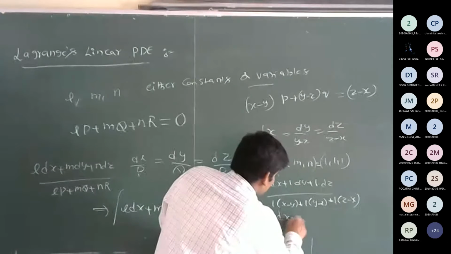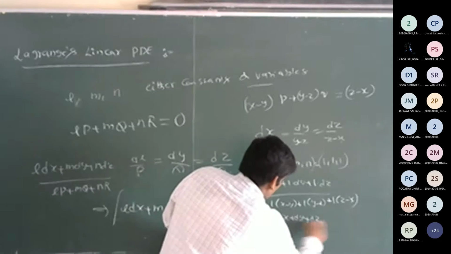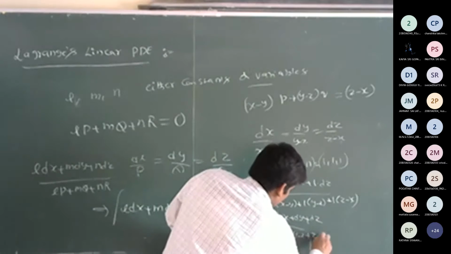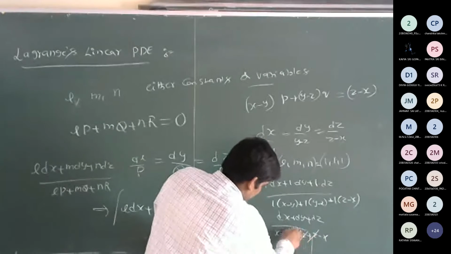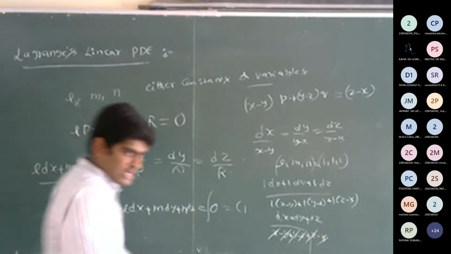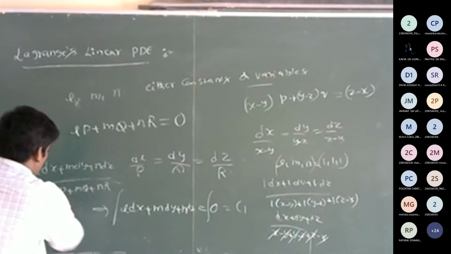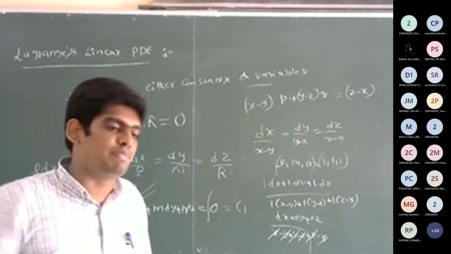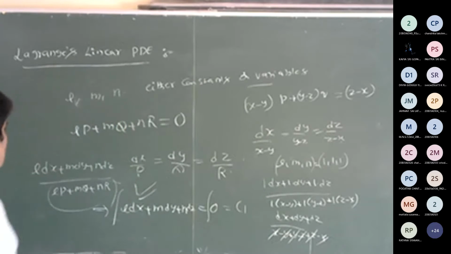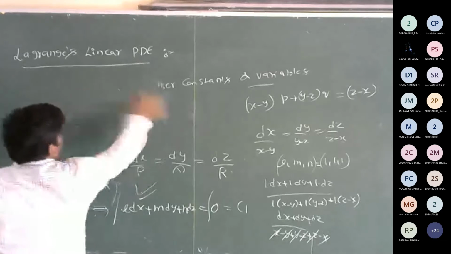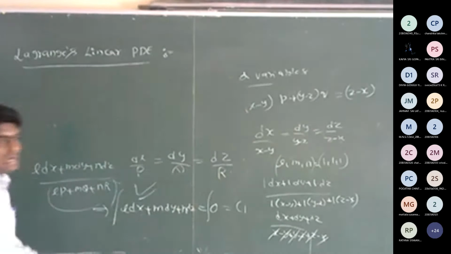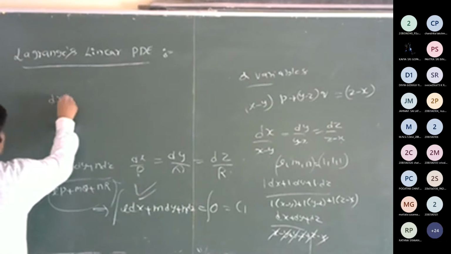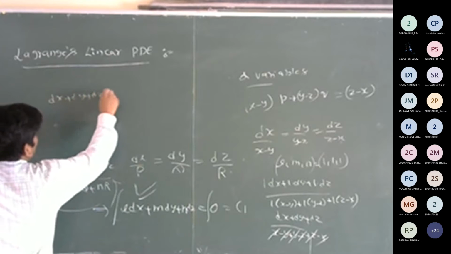So here the denominator is dx plus dy plus dz, and the numerator is x minus y plus y minus z plus z minus x. This one cancels, this one cancels. As per our discussion, the denominator term must be 0, so that is how you have to choose the multipliers. Then the numerator must be equated to 0, so it becomes dx plus dy plus dz is equal to 0.